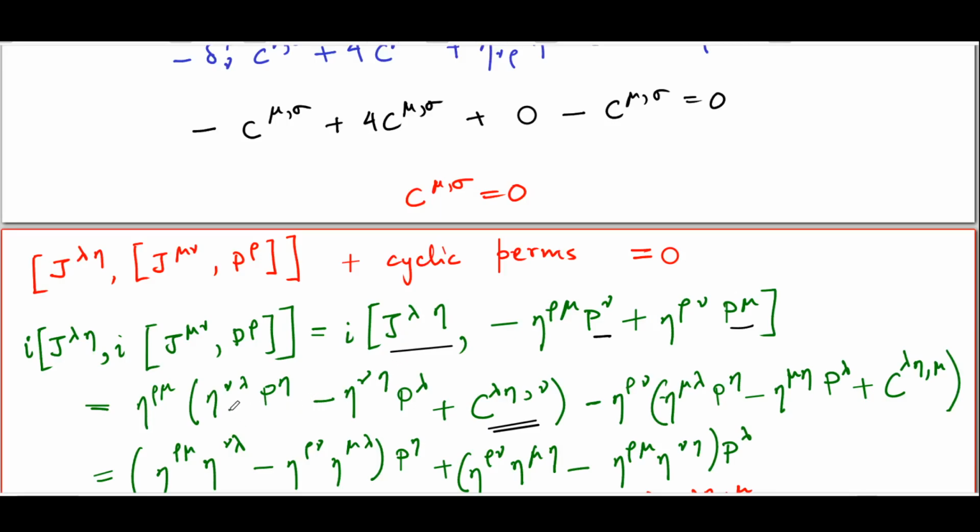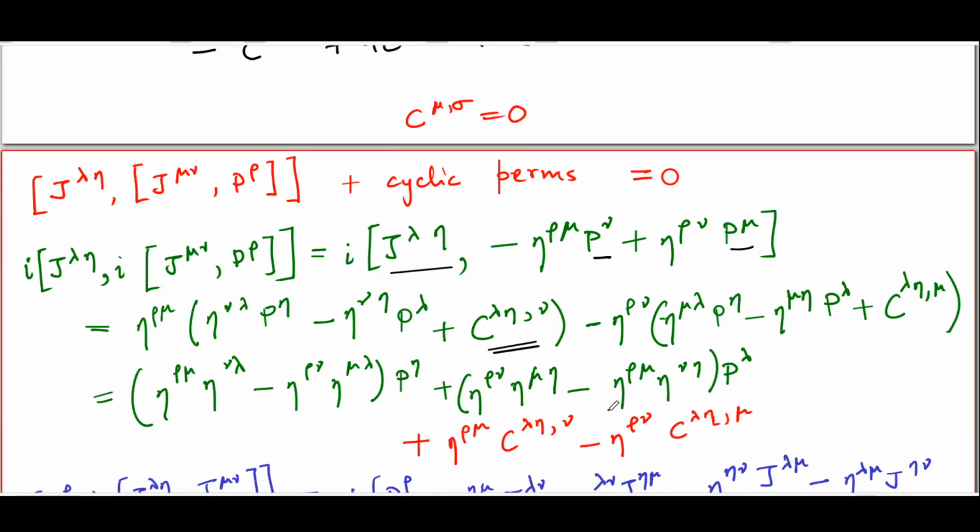And then what we get is eta nu lambda p eta. Remember, it's a commutator of p nu with j lambda eta. So that's what you're going to get here. Minus eta nu eta p lambda. I hope nobody is going to confuse the index eta here with the metric symbol eta. Sorry about the similar notation being used. In addition to that, you will have this plus c lambda eta comma nu, this particular central charge term. And you will get a similar expression from the other commutator, except for the fact that here eta rho nu will come out, and because you want to do a jp switch, it will come out with a minus sign.